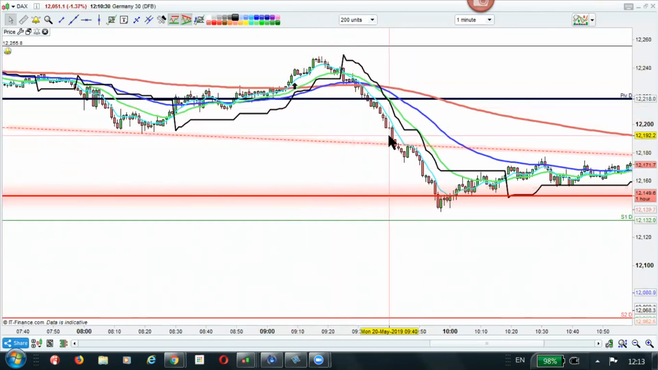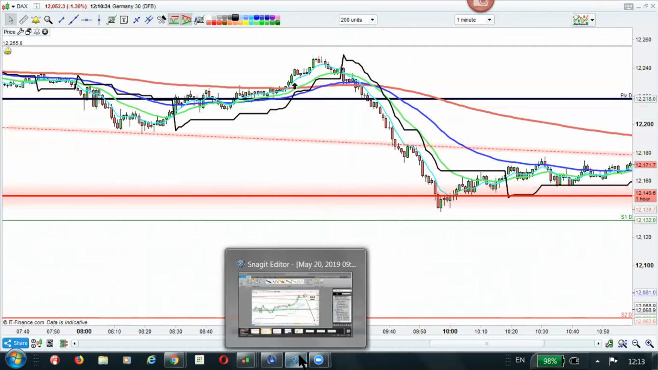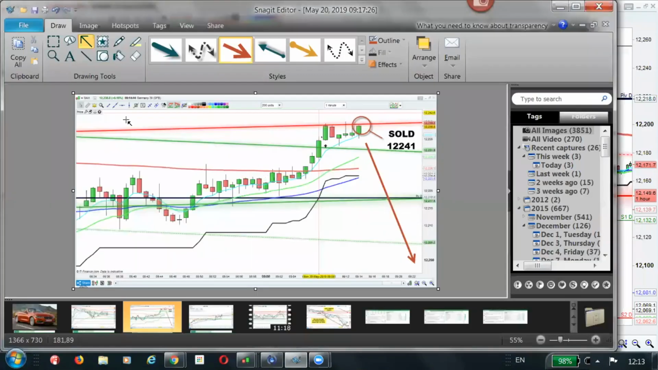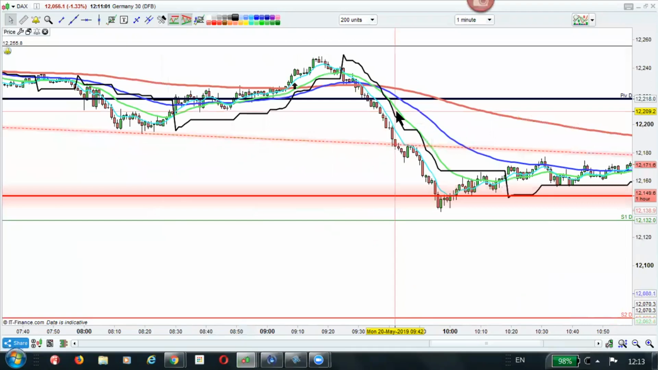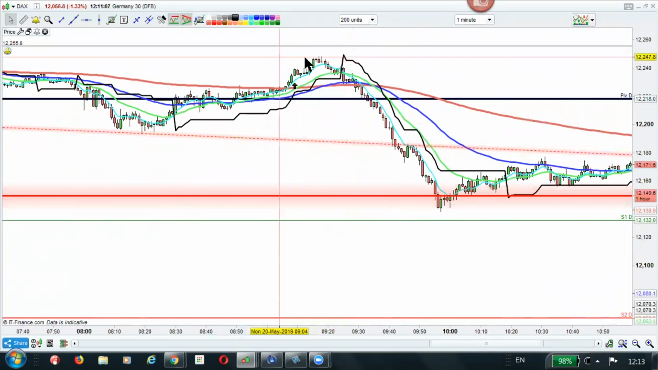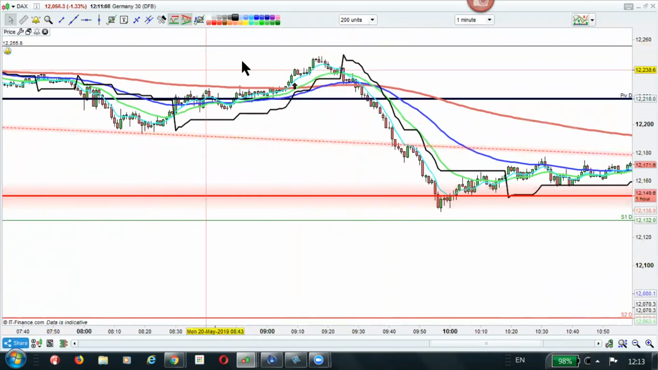First of all, I saw an opportunity to just go in, which I took a picture of in Snagit, and you can see I sold the DAX. You see this line here? This is a 1-minute chart of the DAX, and I sold at 12,241, expecting the price to drop. I'm going to show you where I placed the stop, which just happens to be up here. I did put an alarm there as well, but the stop was here because I was looking at the screen.